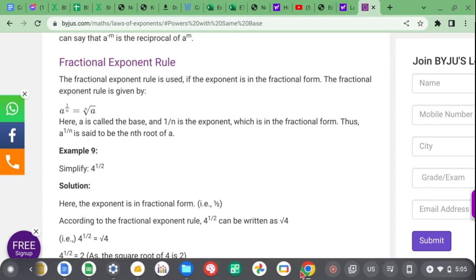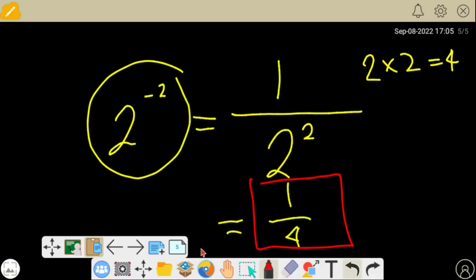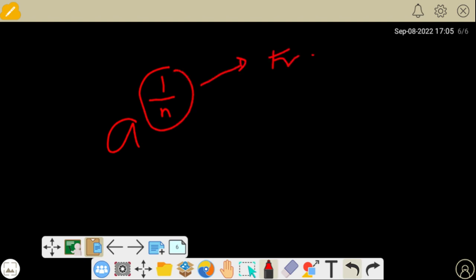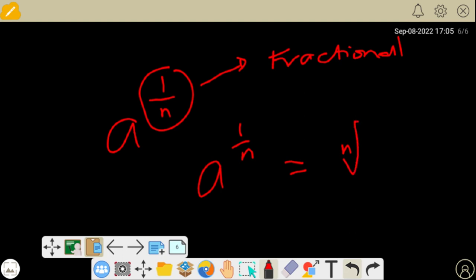So for example, if we have a raised to 1 over n, this is your exponent, meaning in fractional form. So this becomes a raised to 1 over n. This can be written as the nth root of a.